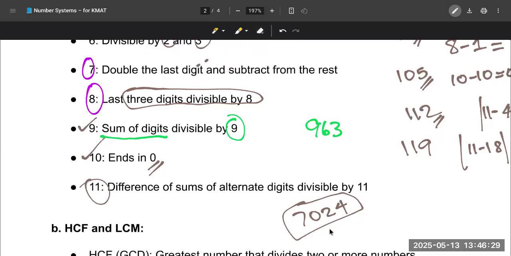Okay. How do you check that? So, 7272. Sum of alternate digits.